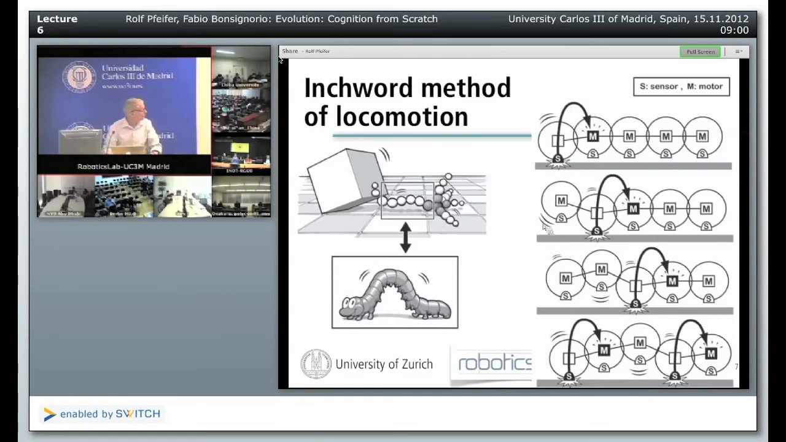Now, one of the points that Josh mentioned in the video is this inchworm method of locomotion, which interestingly only works on the basis of local interactions between neighboring units in the neural network. And by exploiting these local interactions, you get a global pattern of forward locomotion, which is another issue that we will be looking at also next week, getting global patterns from local interactions.